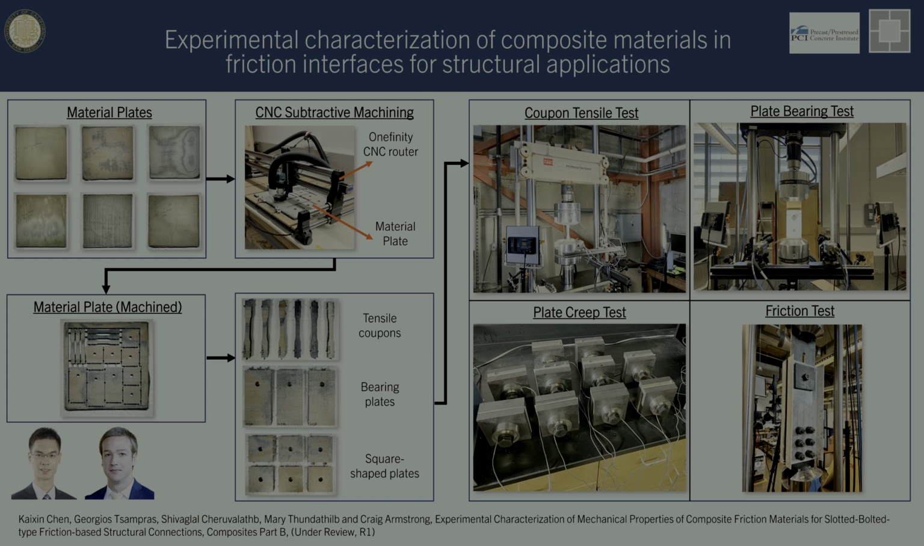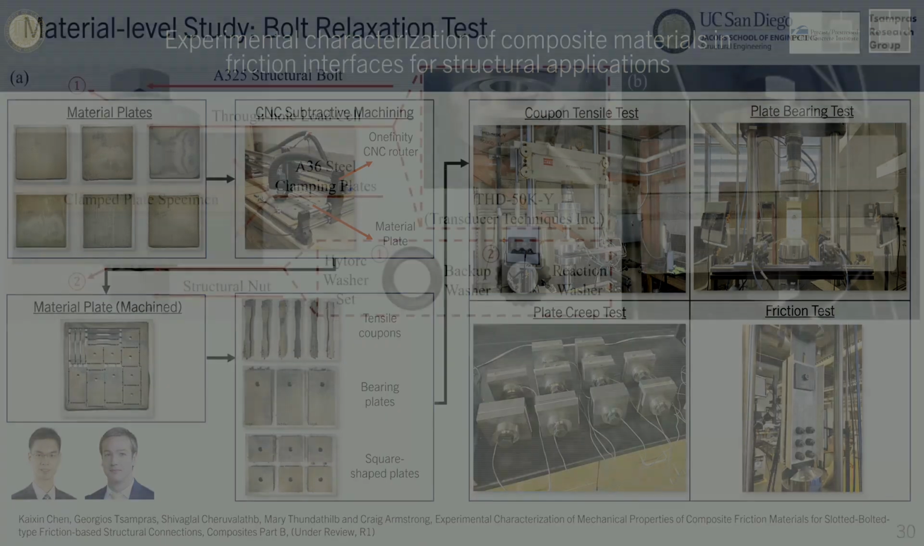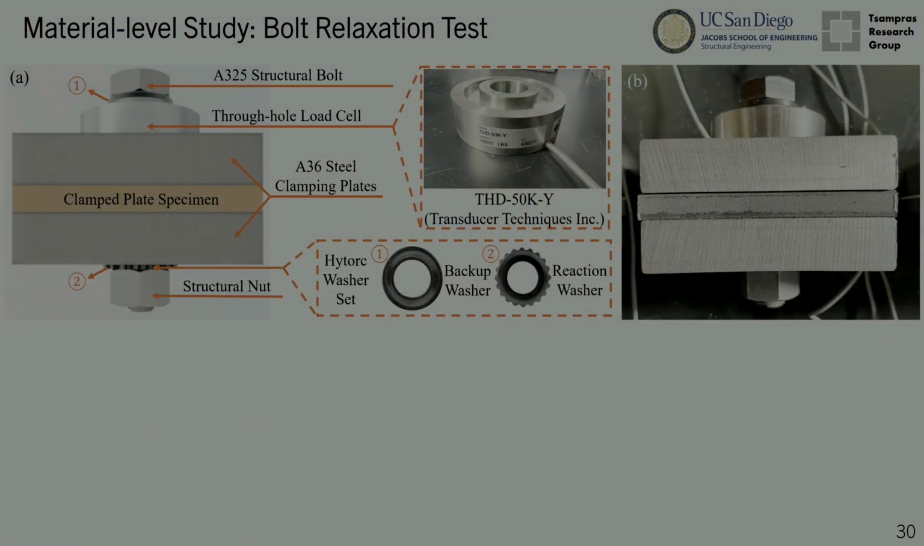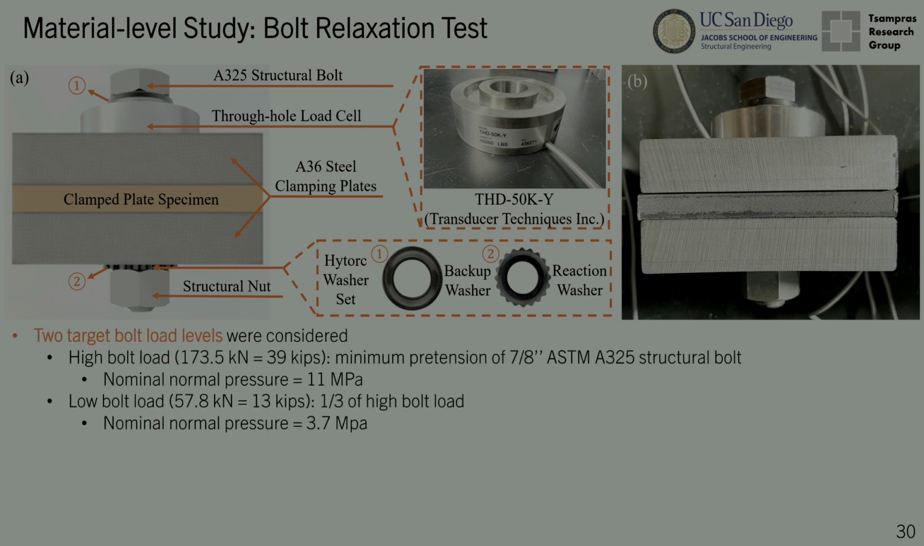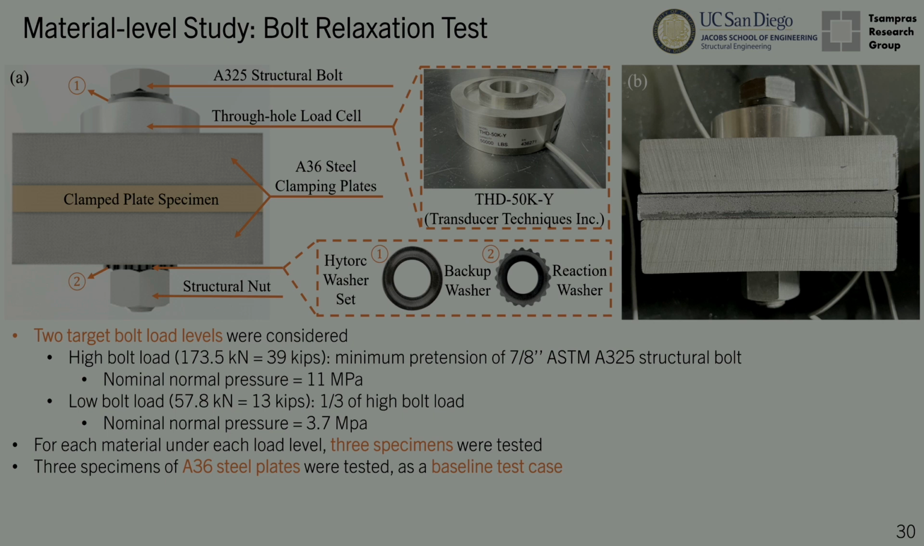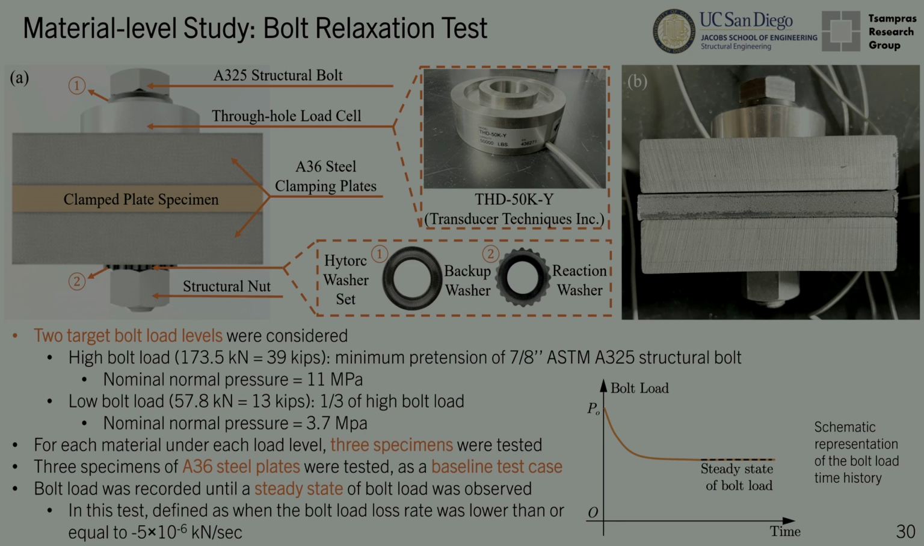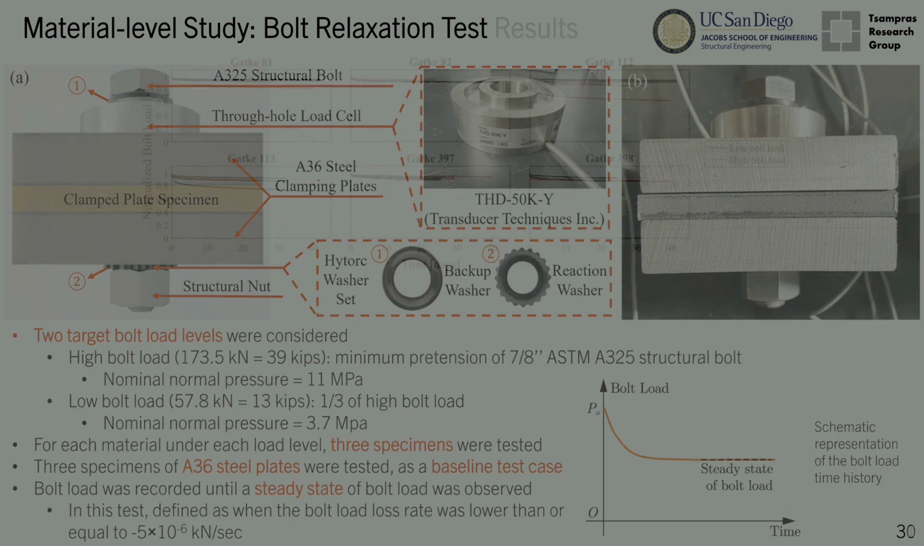Obviously, we track the bolt loss, which is very important in friction connections, and also the tribological aspects through friction tests. I want to focus on the bolt relaxation tests, which are basically clamped plates, and we used all these 6 specimens, 2 bolt load levels, about 1.5 ksi average normal stress in that interface for the high bolt load, and one third of that for the lower bolt load. Then we tested 3 specimens per material. We had a baseline, which was just plain steel, and we waited until convergence of the bolt load was established.